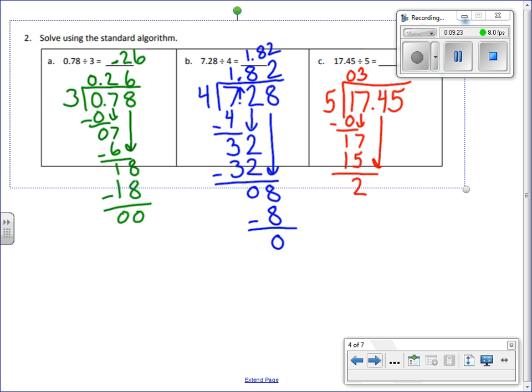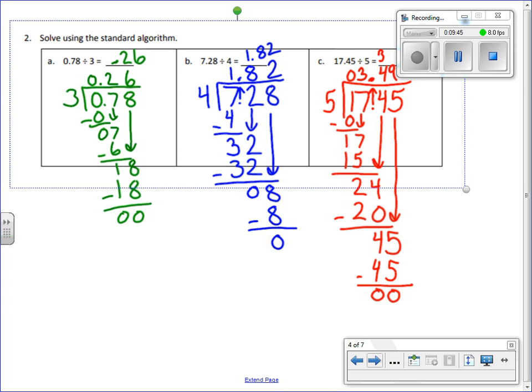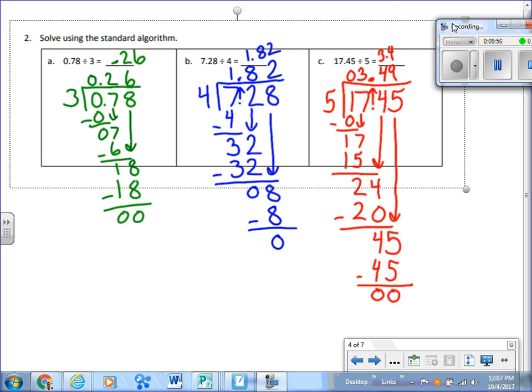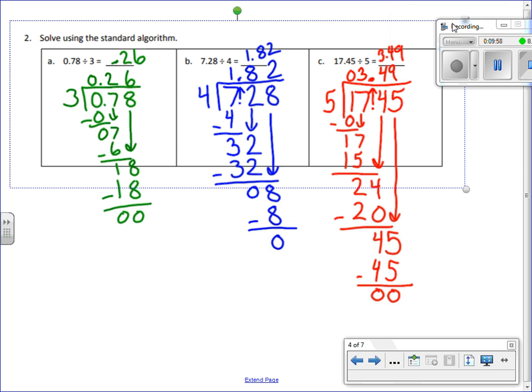2. Bring down the 4. 5 times 4 is 20. Subtract. We have 4. Bring down the 5. 9 times 5 is 45. Subtract. And I'm all done. Don't forget your decimal point goes in. So I have 3 and 49 hundredths. Not too bad so far, right, guys?